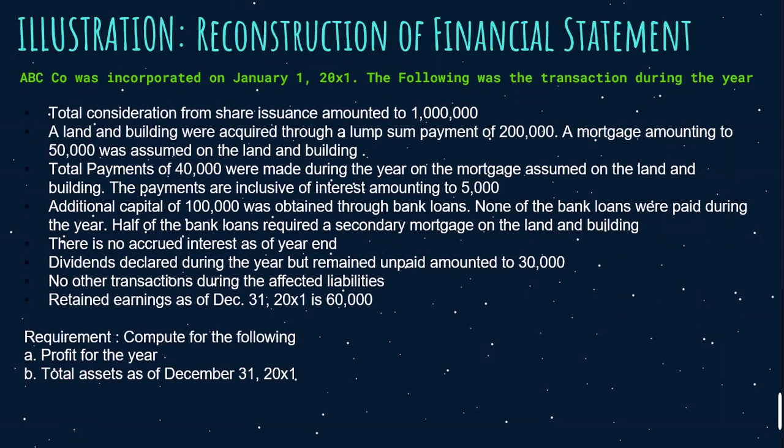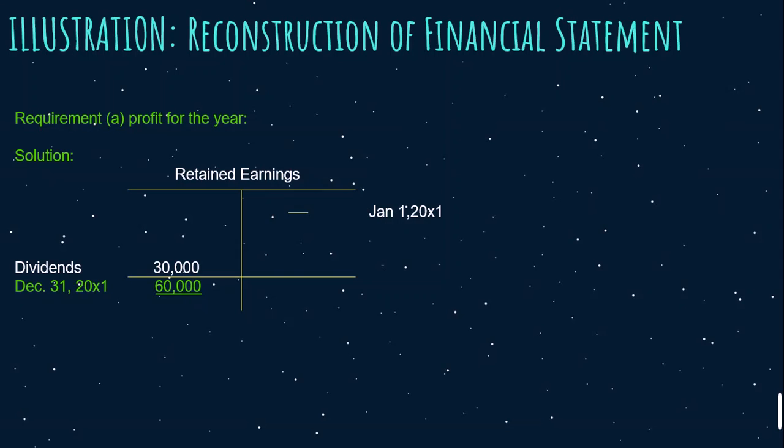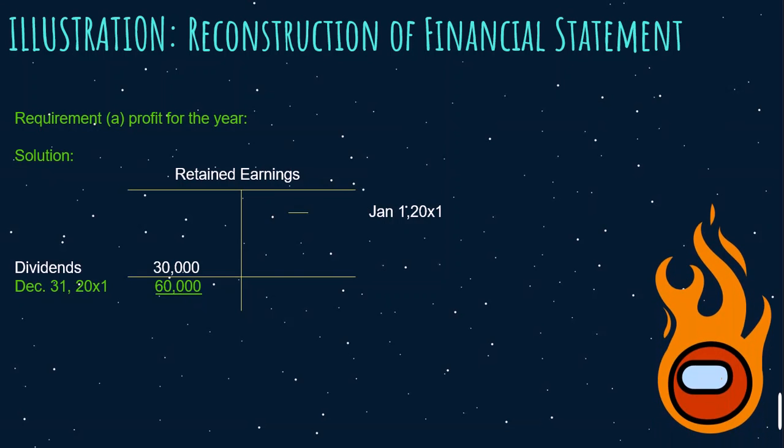Next illustration is yung about naman sa reconstruction of financial statement. So makikita nyo dyan, yung requirement is, i-compute natin yung profit for the year at yung total asset as of December 31. So para makuha yung profit of the year, kailangan natin gumawa ng T-account ng retained earnings. So dahil given sa problem, yung retained earnings ng December 31, 2001 na 60,000 pesos and yung dividends na 30,000 pesos, need lang i-squeeze yun para makuha yung profit of the year na 90,000 pesos.